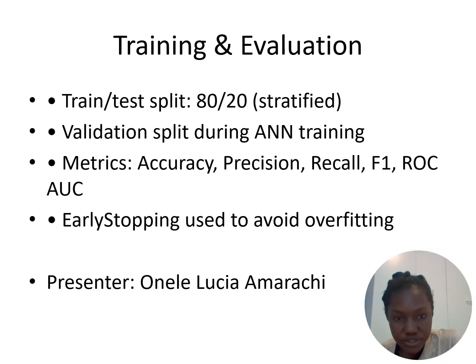Training and evaluation. We split the dataset with stratified sampling, 80% train and 20% test. Within training, we use a validation split for early stopping. Evaluation metrics: accuracy, precision, recall, F1 score, confusion matrix, and ROC AUC. These metrics give a balanced view. Accuracy alone can be misleading when class imbalance is an issue.